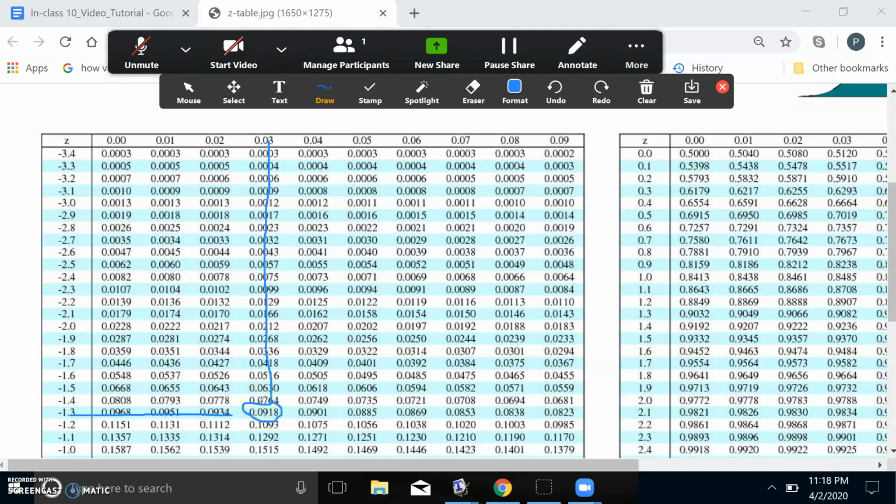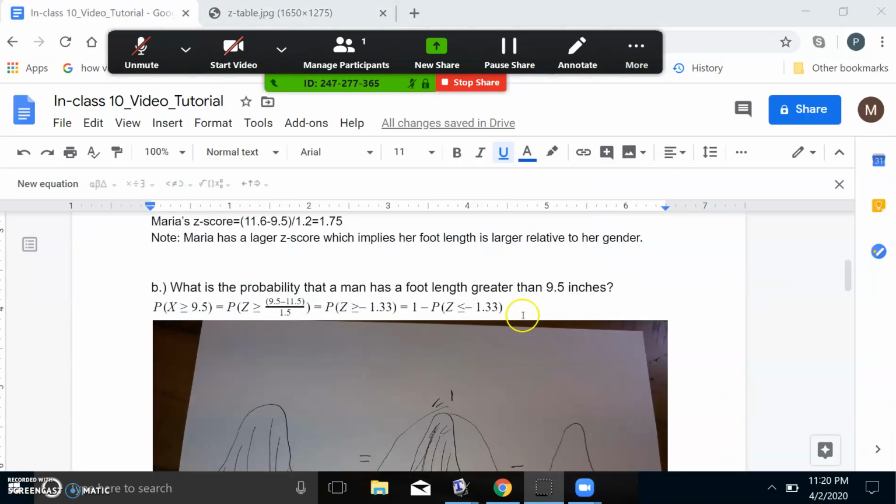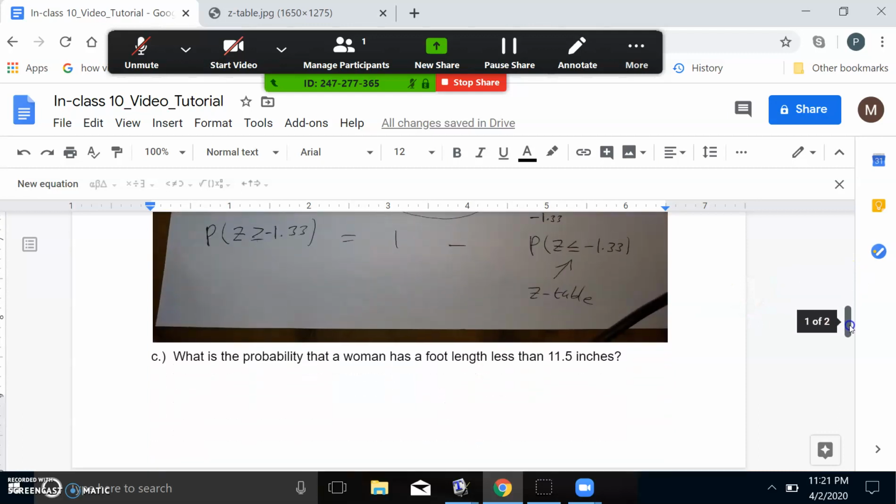Let's put that over into our Google Doc. The number will be basically 1 minus 0.0918, which equals 0.9082. Okay, so we're done with part B. Let's go on to part C.